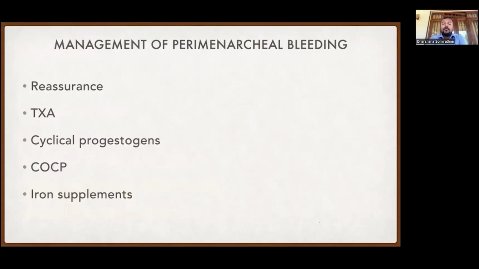Then again, how are we going to manage this perimenarcheal girl bleeding? Now, as I said, you should have a thorough knowledge about what is happening inside the endometrium of these girls. First thing is their estrogen level is high, and they are getting a more estrogenized, proliferative type of endometrium. And what they are lacking is progesterone, because the progesterone phase is not there in the endometrium. That's why we should give the progesterone externally.